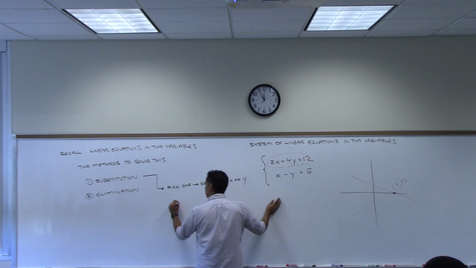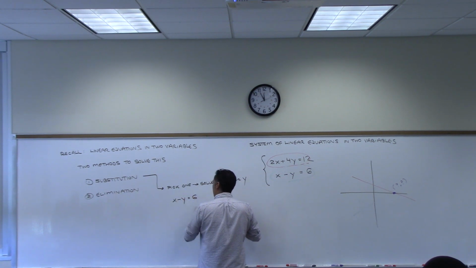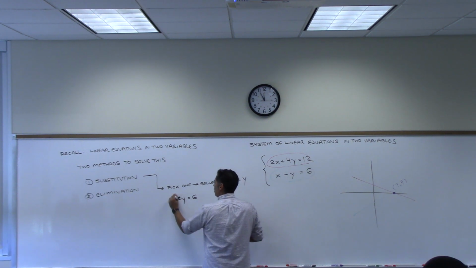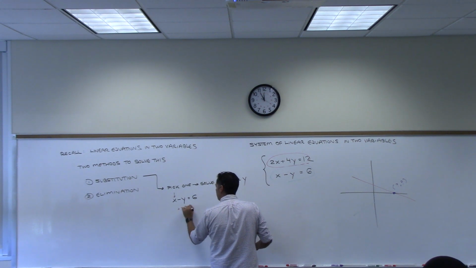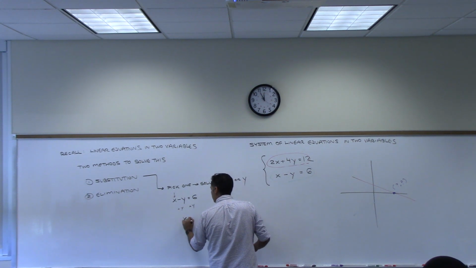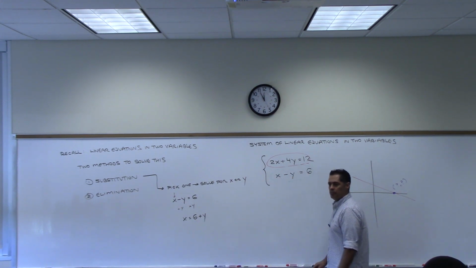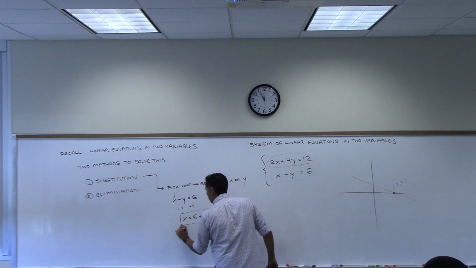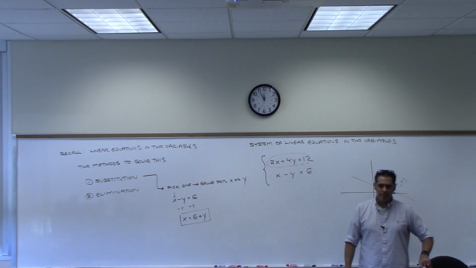So let me do that. I'm going to take x minus y, that's the second equation, and I'm going to solve for x. To solve for x, I add y to both sides, and I get x is equal to 6 plus y. Okay, that's the first thing I did. I picked one of the equations, and I solved it for either the x or the y. I chose to solve for x.